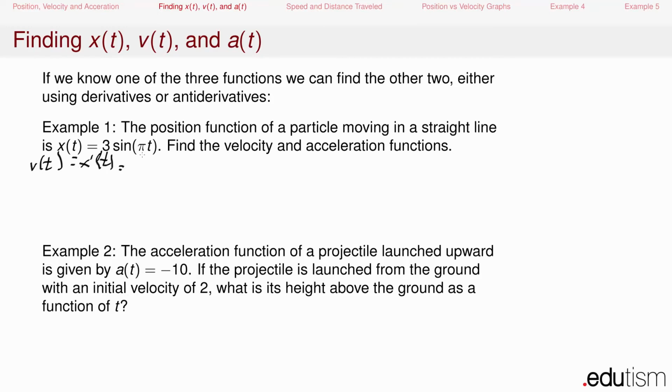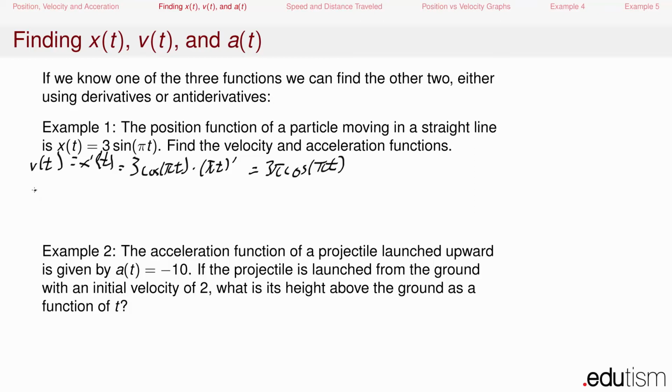If we do the derivative of this, the 3 in front is going to stay. The derivative of sine is going to be cosine, and since it's not just a t inside, it's a pi t inside, we have to multiply by the derivative of the inside function using the chain rule, which gives you 3 pi cos pi t.